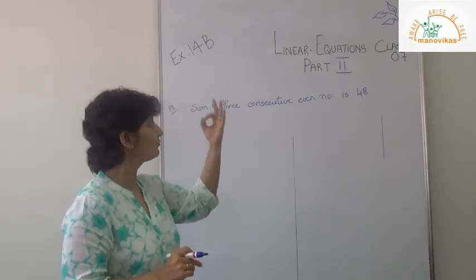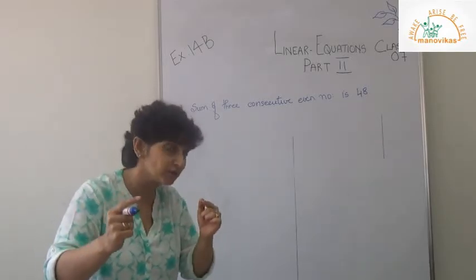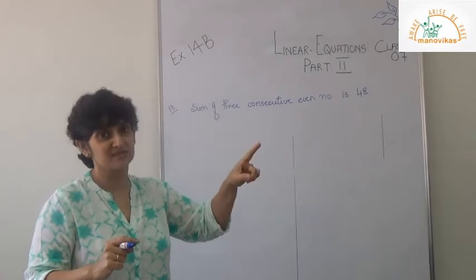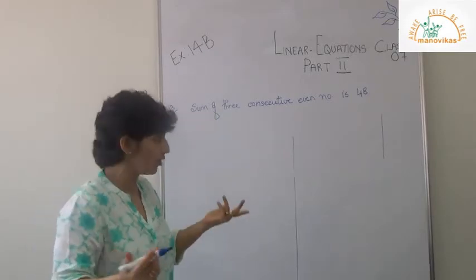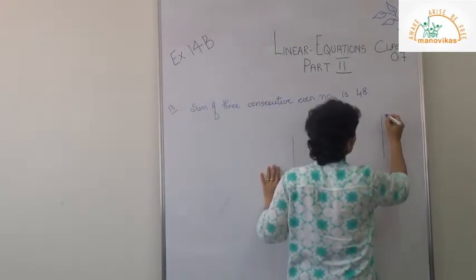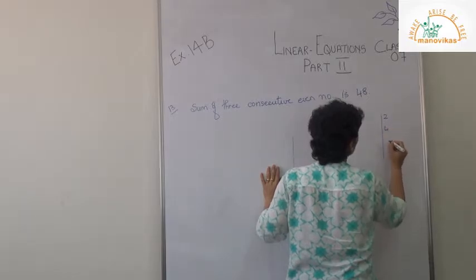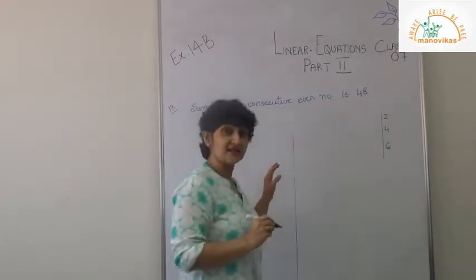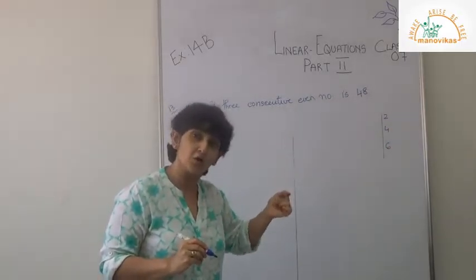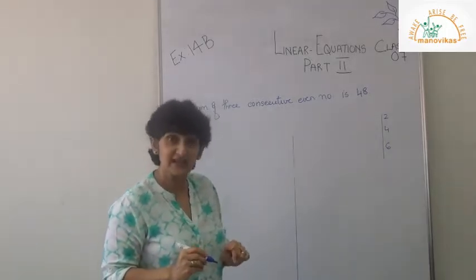The sum of 3 consecutive even numbers now. Now it is not odd. So you know your even numbers. For example, if I take 2, 4 and 6, these are your even numbers and they are consecutive because they are one after the other.